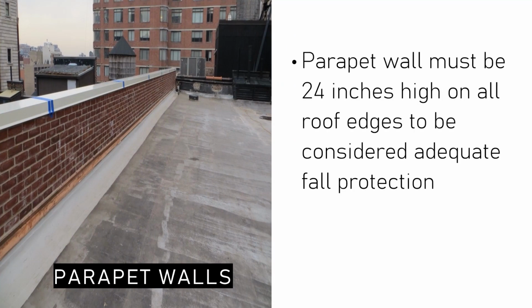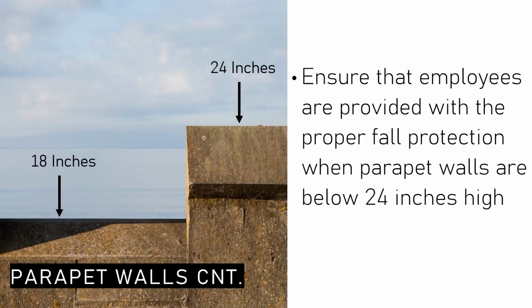Parapet walls are a permanent wall that surrounds the roof's edge and extends above the roof surface. Many times it is assumed that if there is a wall surrounding the roof, fall protection is not needed. This is only true if the parapet wall is at a minimum of 24 inches high on all roof edges, up to a 5 in 12 slope, to provide appropriate protection. For example, on one side of the roof, the wall may only be 18 inches high, while on the other side of the roof, the wall may be 36 inches high. Ensure that employees are provided with the proper fall protection when parapet walls are below 24 inches high.